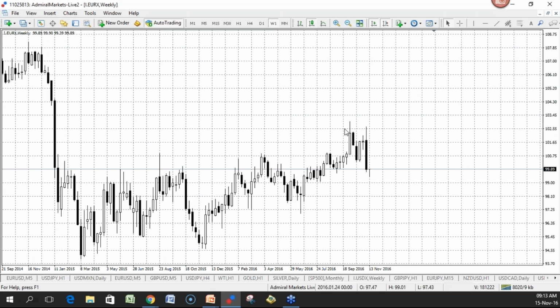And it's been correcting, as you can see. Pretty strong weekly candle. 1, 2, 3, fifth candle, bearish. So that looks pretty strong for bearishness there. But definitely worth looking at.